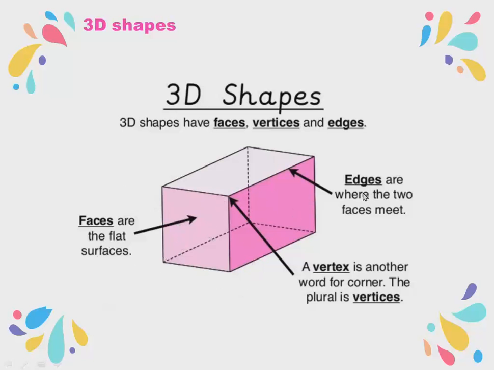Edges. Edges are where two faces meet. Here the two faces where they meet is called an edge. This line, all these are edges. And vertex is another word for corner. Just now I told you, the corner where 3 edges meet, that is a corner and it is called a vertex. The plural is vertices.